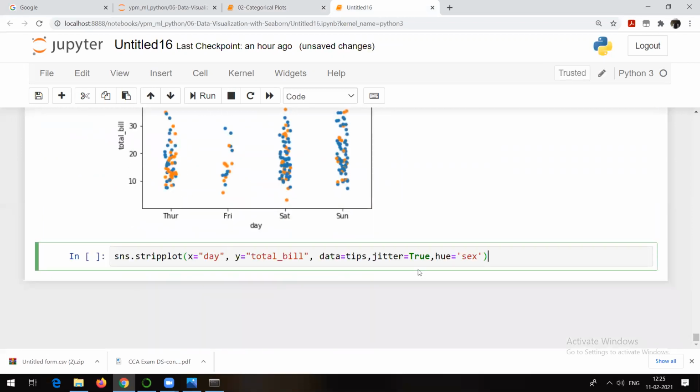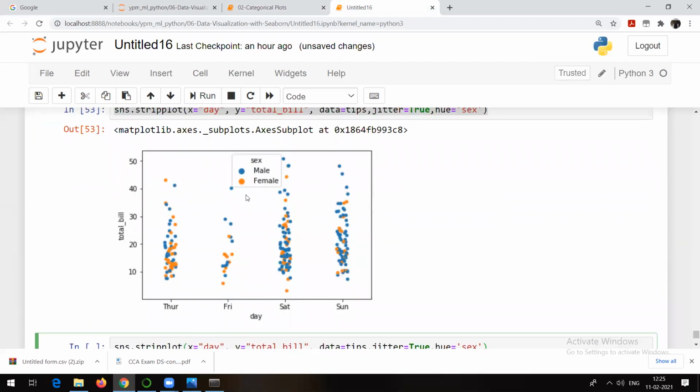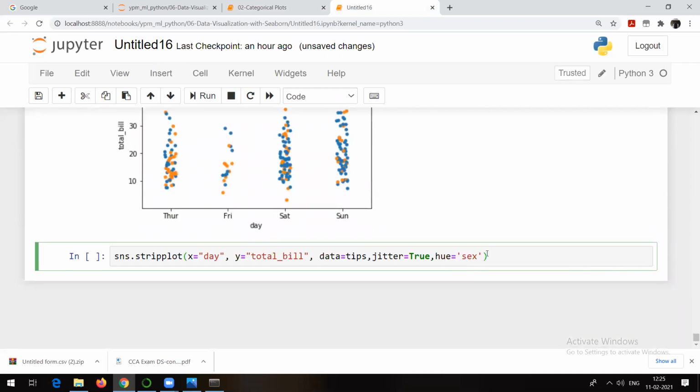See, in this there is an overlap as we have used the hue parameter equal to sex, that is male and female. What if I do not want overlap like this, male and female, there is an overlap. What if I want to separate them? So I can go and make use of this particular parameter, split. Split is equal to true.